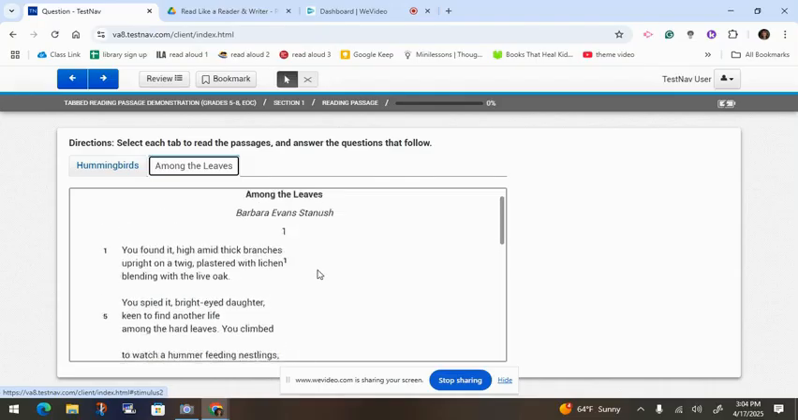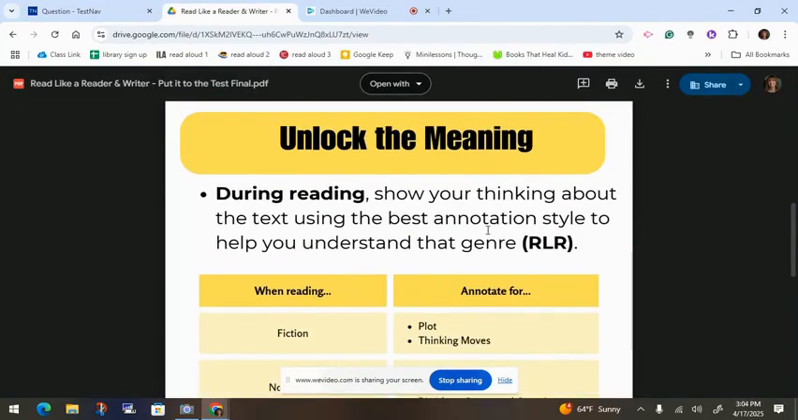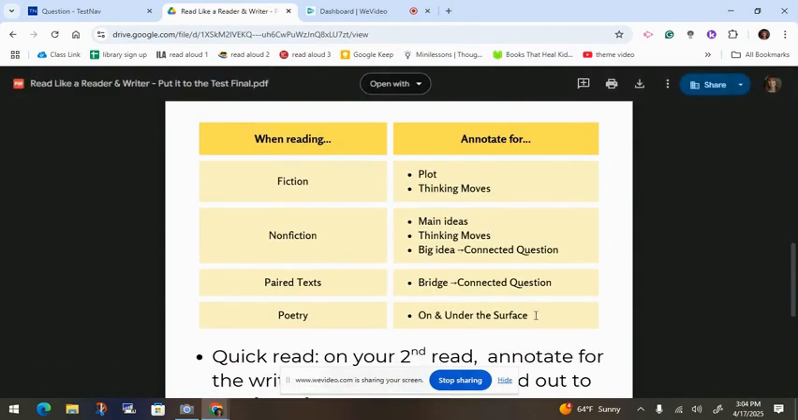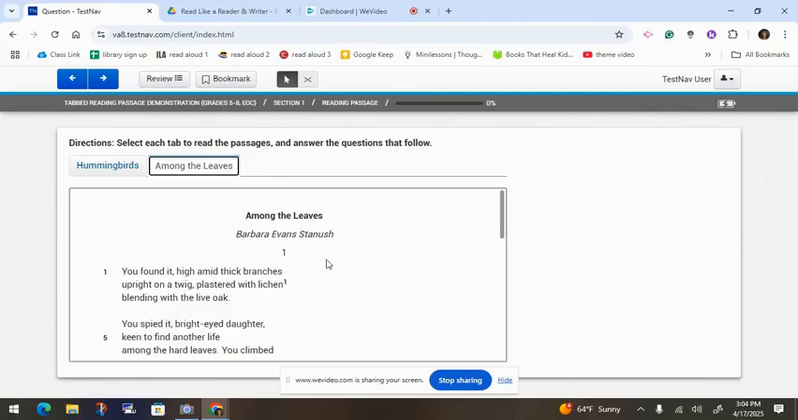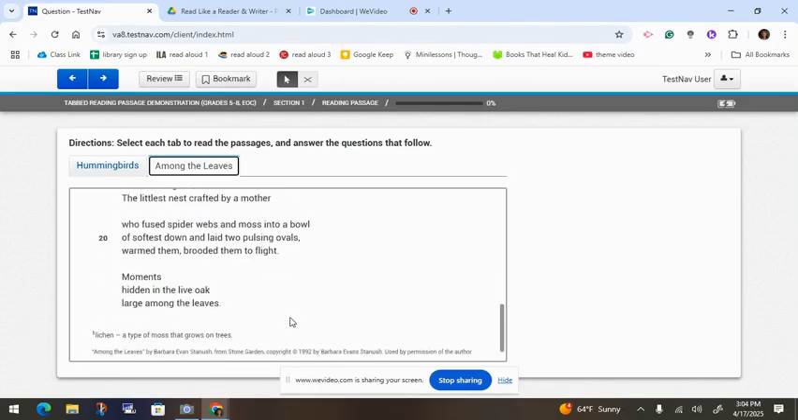So let's read it like a reader first. Again, I'm going back to that during reading because I have a second passage, and because it's poetry, I'm using the on and under thinking that we've learned this year. So let's start off stanza 1. Among the Leaves, Barbara Evans Stanish. That's our author. And I see a 1 right here, almost like it's a part 1, and then I see a 2. So that's making me think that.